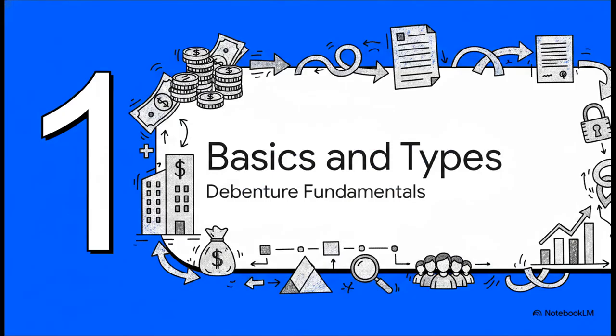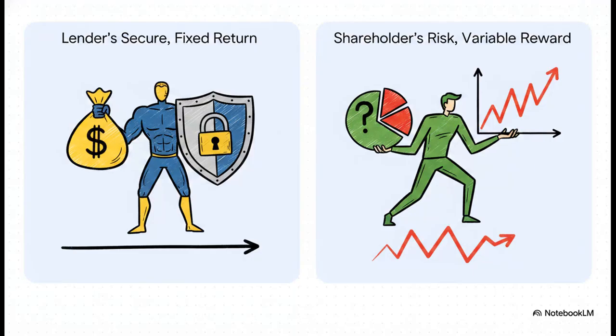Okay, diving right into Section 1, Debentures, Basics and Types. So, when a company needs cash and takes a public loan, it's essentially issuing a debenture. Now watch out, because this right here is a classic exam trap. You absolutely have to remember that debenture holders and shareholders are sitting on entirely opposite sides of the corporate table. Debenture holders, they are your lenders. They lock in a fixed interest rate, and here's the kicker. The company promises to pay that interest even if it's bleeding money and running at a loss.